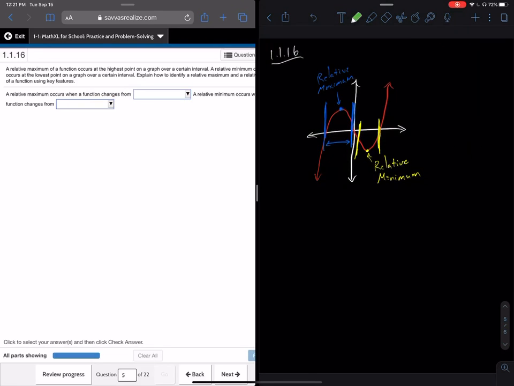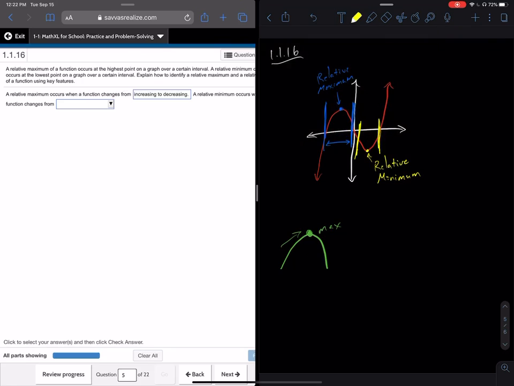What you're going to find is that anytime you have a max, what's happening to our graph? At that maximum point, our graph was increasing, and then it changed direction to be decreasing. So a relative maximum occurs when a function changes from increasing to decreasing.